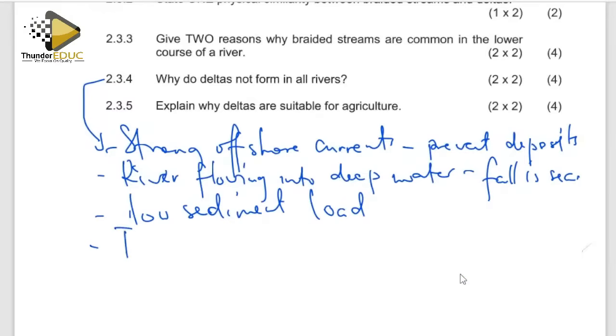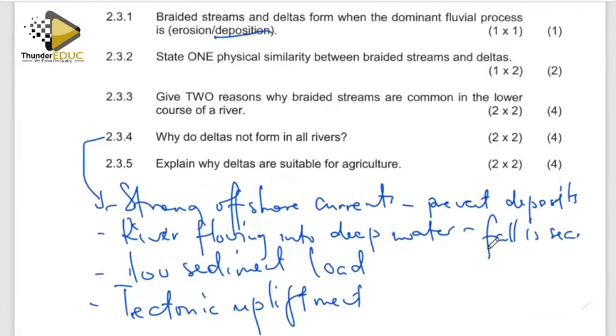Then you can also talk of tectonic upliftment. If there is tectonic upliftment, it means the gradient is going to be steeper towards the mouth of the river, and hence there is no effective formation of deltas. If a landform is uplifted, then automatically we will have a steeper gradient towards the mouth of the river, and because of the steeper gradient, the river cannot effectively deposit material, forming the deltas.